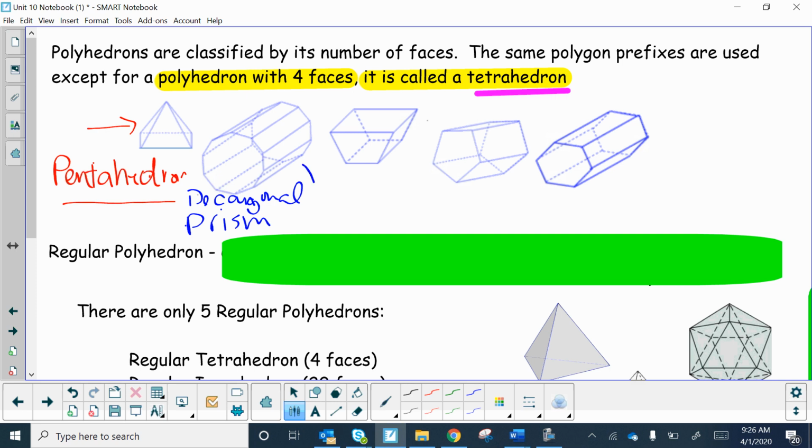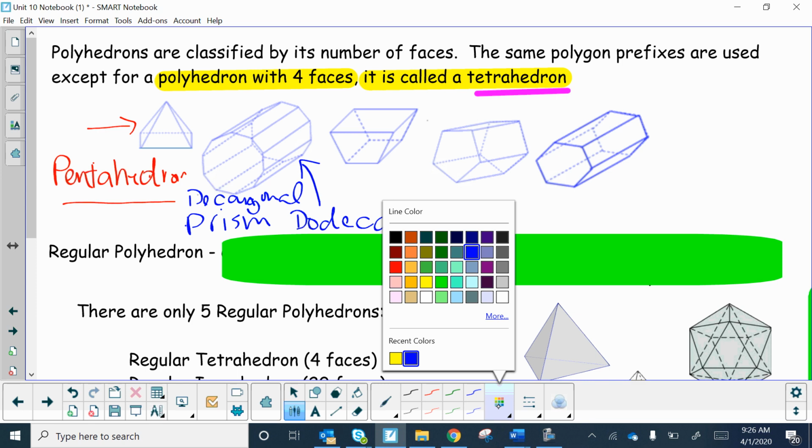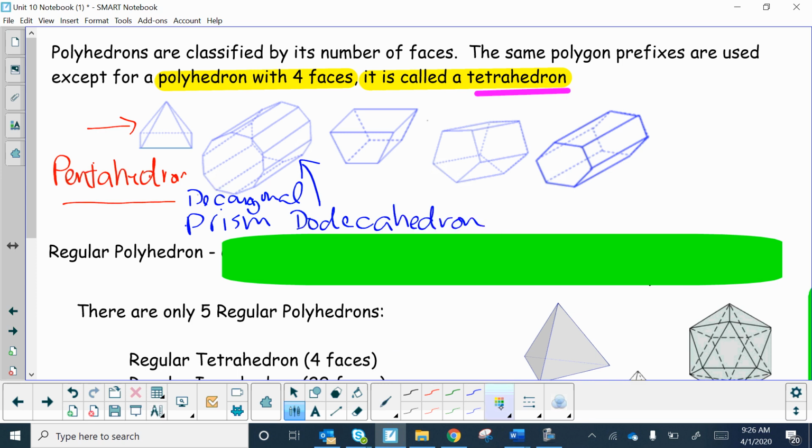So this guy right here is a dodecahedron. Anything like a polygon with 12 sides is a dodecagon. This is a dodecahedron because it has 12 faces. Okay. Let's see, this next one right here, it has 1, 2, 3, 4, 5, 6. This one has 6 faces, so this one is called a hexahedron.